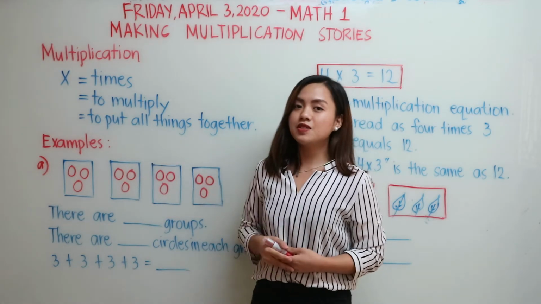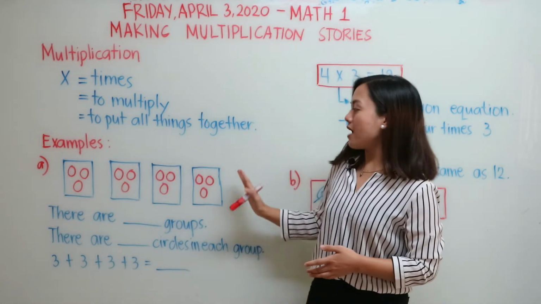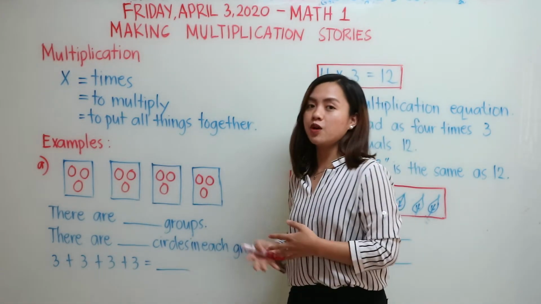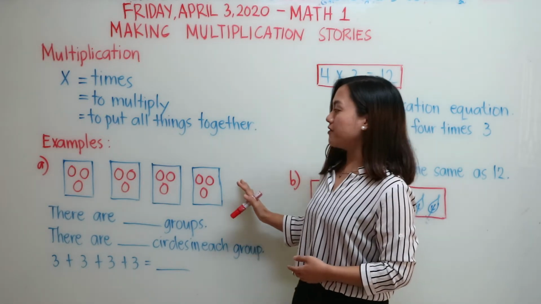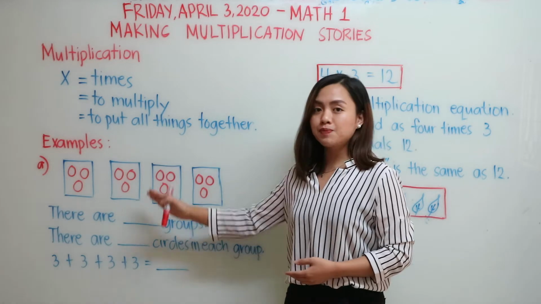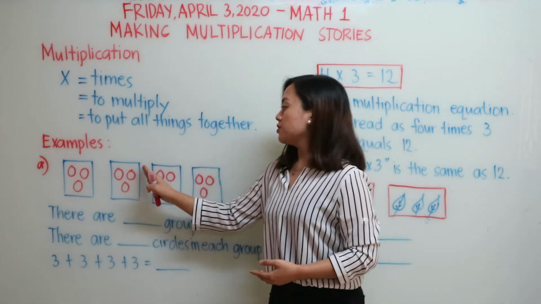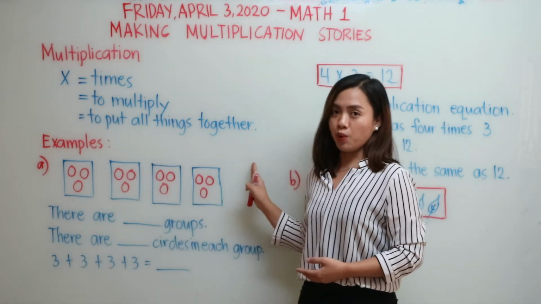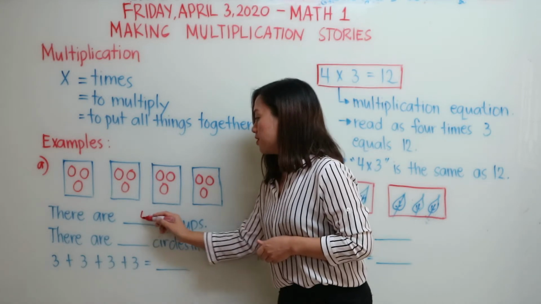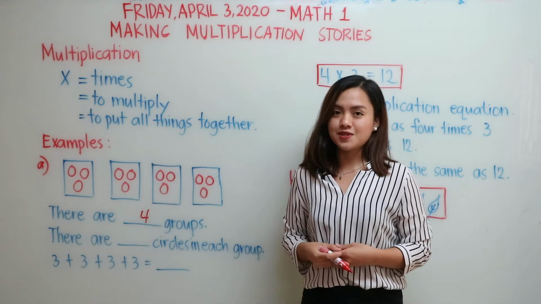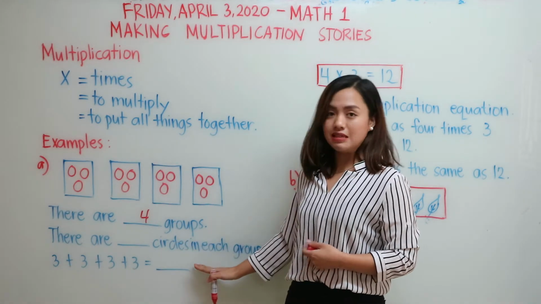Now let us try to see the examples that we have here. We have the same format as what we did in adding the same number together. How many groups of circles do we have here? We have 1, 2, 3, and 4. So all in all, there are 4 groups.